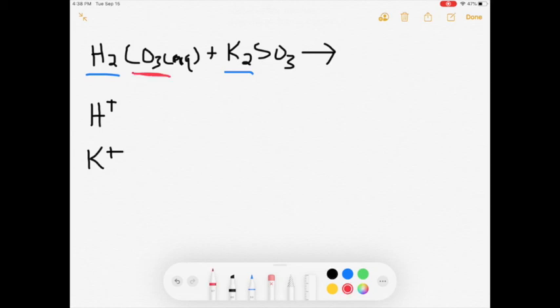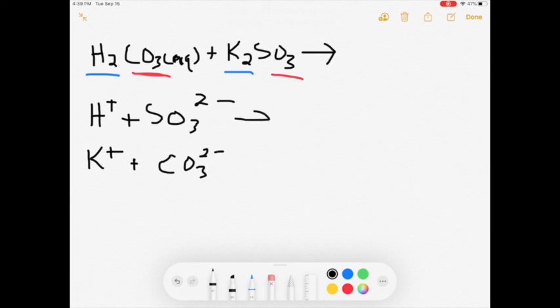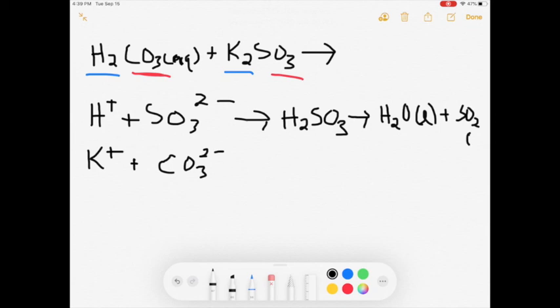Now we're going to switch our cations. Sulfite is going to come with hydrogen and carbonate with potassium. Okay, so we're going to get H2SO3. So that's where we recognize, okay, here's our intermediate product. So we know we're going to get water, and then we're going to get the gas. If I subtract out water, I'm left with SO2. So I have SO2 gas.